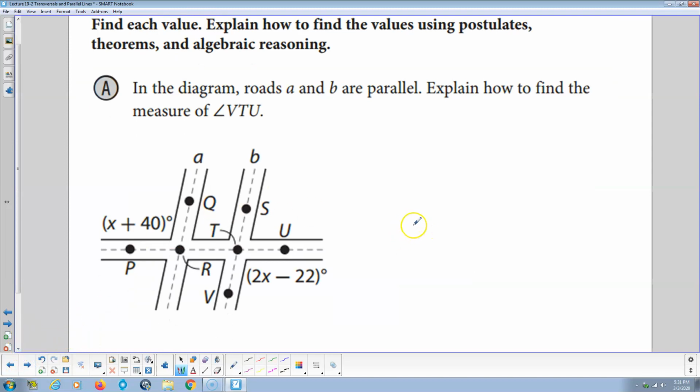So here we go. A and B are parallel. So these guys here are parallel. Explain how to find a measure of angle VTU. So VTU. So we're looking for this angle right here.